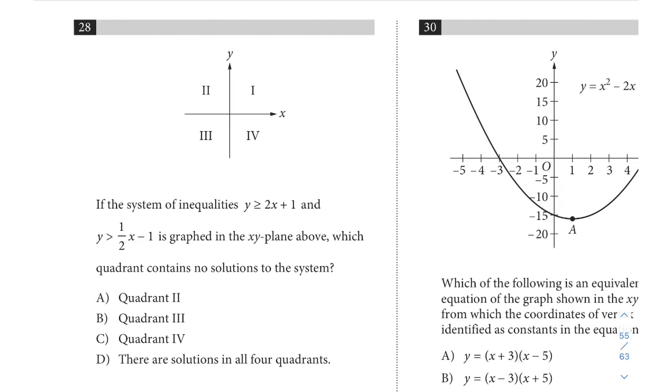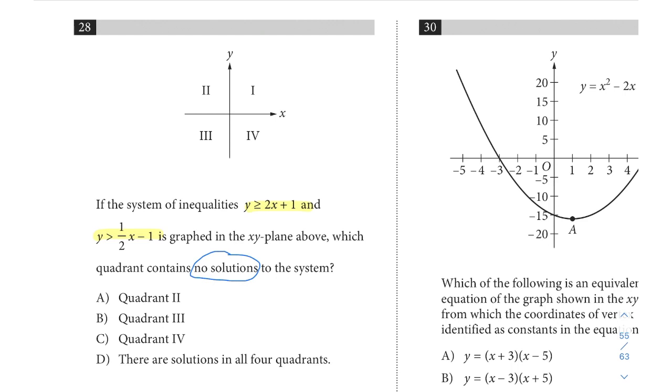It says if the system of inequalities y is greater than or equal to 2x plus 1 and y is greater than 1/2 x minus 1 is graphed in the xy plane above, which quadrant contains no solutions to the system? So we have two skills required here. First, we have to be able to graph an inequality for each of these equations. And then secondly, we have to understand what it means when they say no solutions to that system.